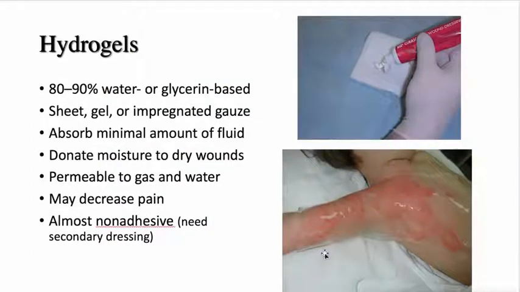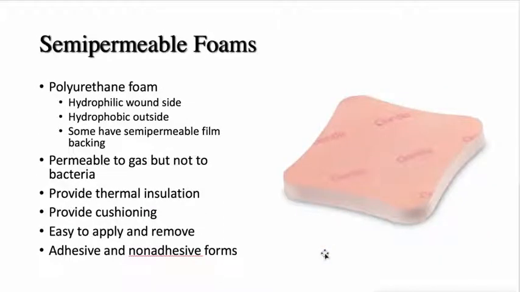Hydrogels are 80 to 90% glycerin based, and these are like gel sheets, and they bring moisture to dry wounds. But they absorb a minimal amount of fluid, but they are permeable to gas and water, and they may decrease pain. And they're almost non-adhesive, so you need a secondary dressing over them. Semi-permeable foams, they are usually of polyurethane foam, and they're permeable to gas but not to bacteria. They provide thermal insulation and cushioning. They apply easily and remove easily, and you could get them adhesive or non-adhesive.